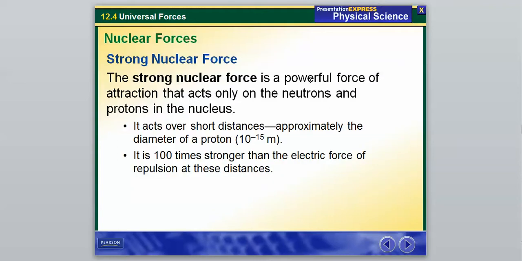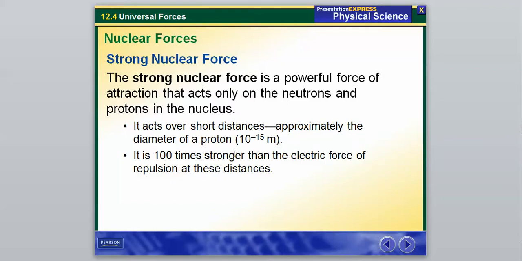So the strong nuclear force, just some more, is a powerful force of attraction that acts only on the neutrons and protons in the nucleus. It acts over a very short distance, approximately the diameter of a proton, which you would expect because that's all it's acting upon, holding the protons together. And it is 100 times stronger than the electric force of repulsion at these distances.